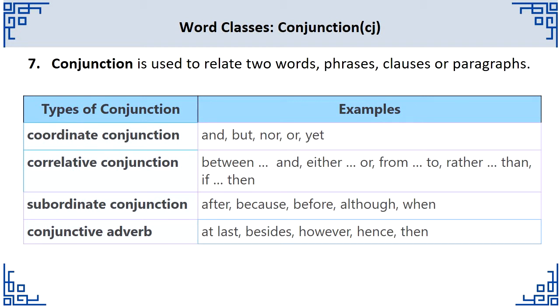We have 4 types of conjunction. The first one, coordinate conjunction, to relate two of the same grammatical construction. And the second one, we have correlative conjunction. It is used in pairs. And then subordinate conjunction. It is used to create an adverbial clause. And last one, conjunctive adverb is used to relate two independent clauses which are logically the same.